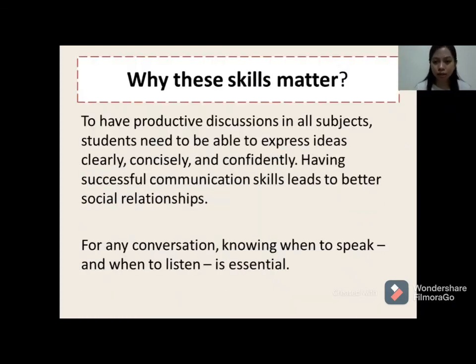So why do these skills matter? The four macro skills, not only listening and speaking, matter for us to have productive discussions in all subjects. Students need to be able to express ideas clearly, concisely, and confidently. Having successful communication skills leads to better social relationships. When they have those skills, most of the time they will be successful in whatever conversations they have. They will be more sociable to other students or to other people.